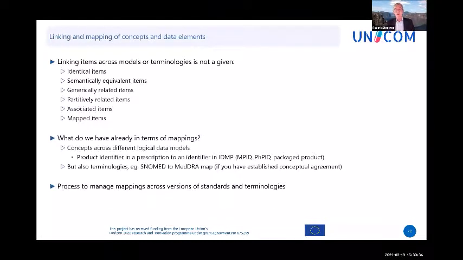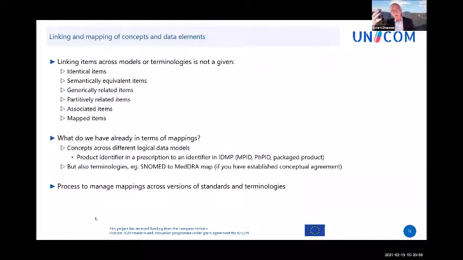Linking items across models is really easy if it's identical. If you say, well, this is an identical item, but sometimes it's semantically equivalent items. They're called differently, but they refer to the same thing in the real world at the same level of granularity. And that level of granularity comes in when you talk about generically or partitively related terms.